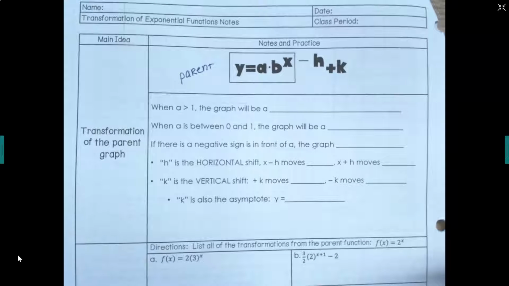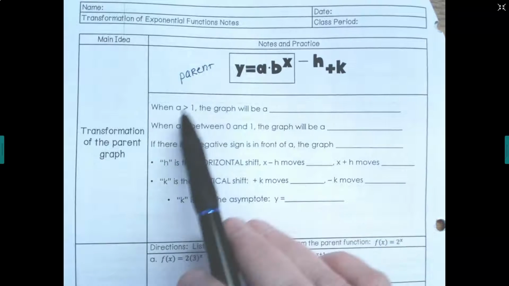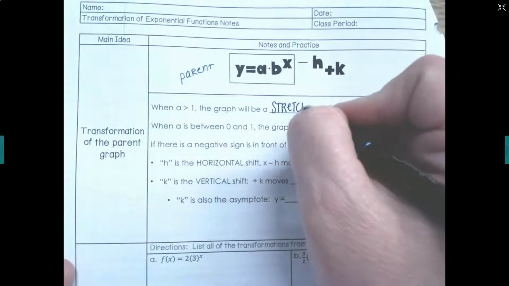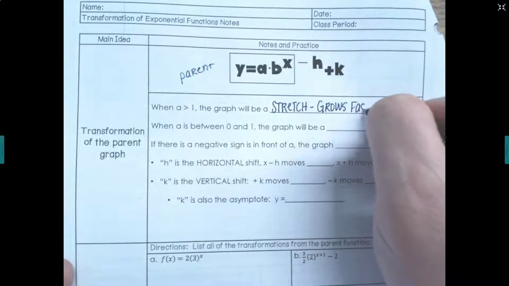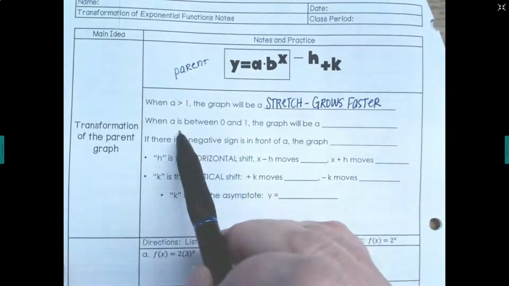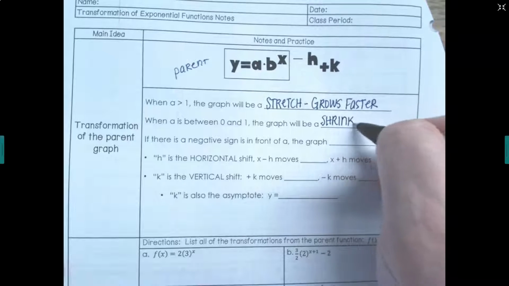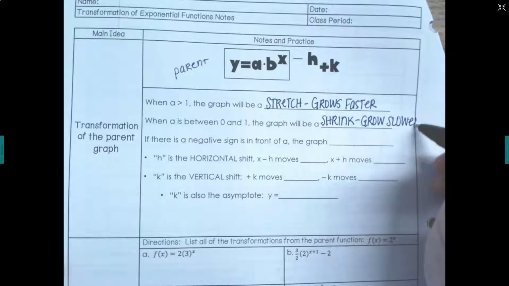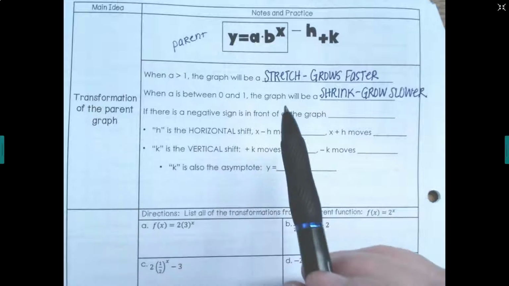So this should seem fairly similar to things that we've discussed previously with quadratics. If your a value, so here's your a, if a is greater than 1, your graph will stretch. And what that means in this case is it's going to grow faster than the parent graph. If your a value is between 0 and 1, the graph will shrink, which means it's going to grow slower.